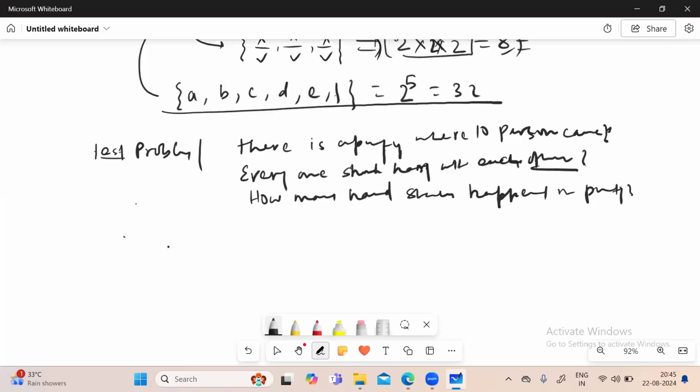So let's visualize this problem in this way, that these are 10 persons. One, two, three, four, five, six, 7, 8, 9, and 10.